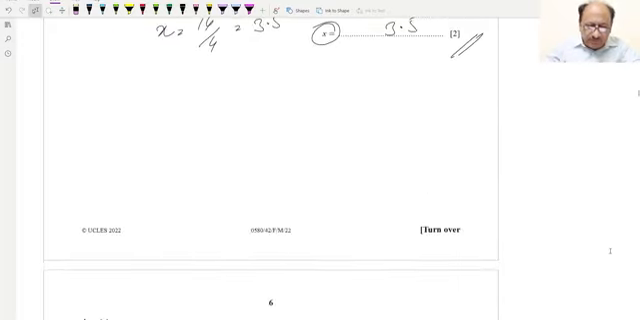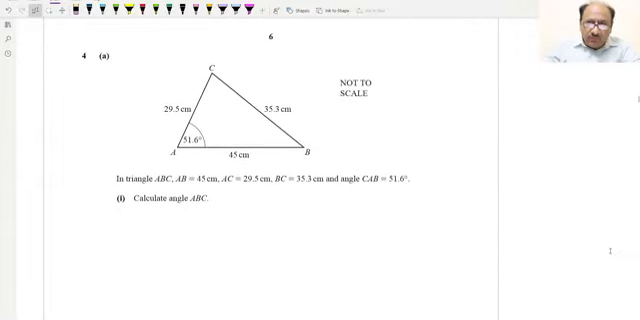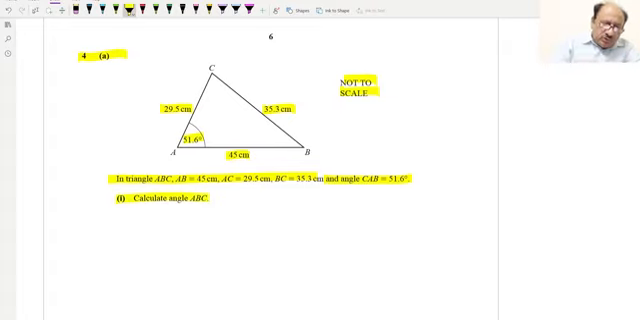Hopefully you understood this. Now we can move to question number 4, and question number 4 says the diagram provided is not to scale, and in the triangle ABC, AB is 45, AC is 29.5, and BC is 35.3. And angle CAB is 51.6. Calculate ABC. So which one is ABC? ABC is this angle which we need to figure out.